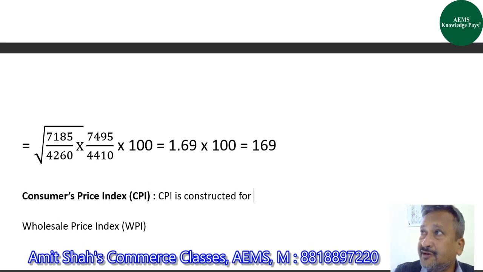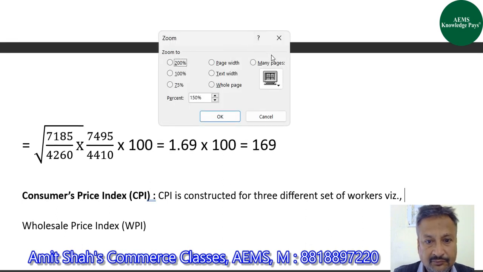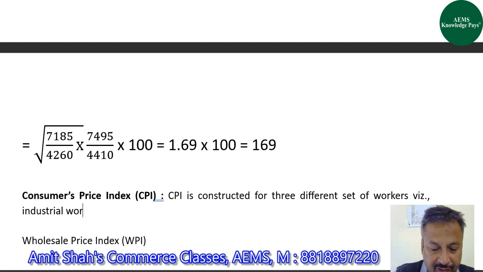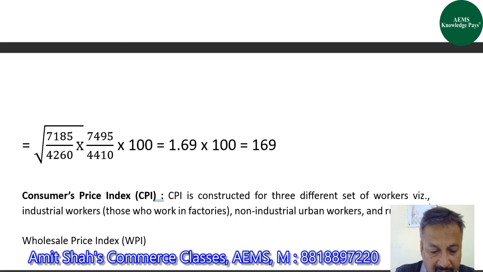So CPI is constructed for three different sets of workers, viz. industrial workers, those who work in factories, non-industrial urban workers, and rural workers.